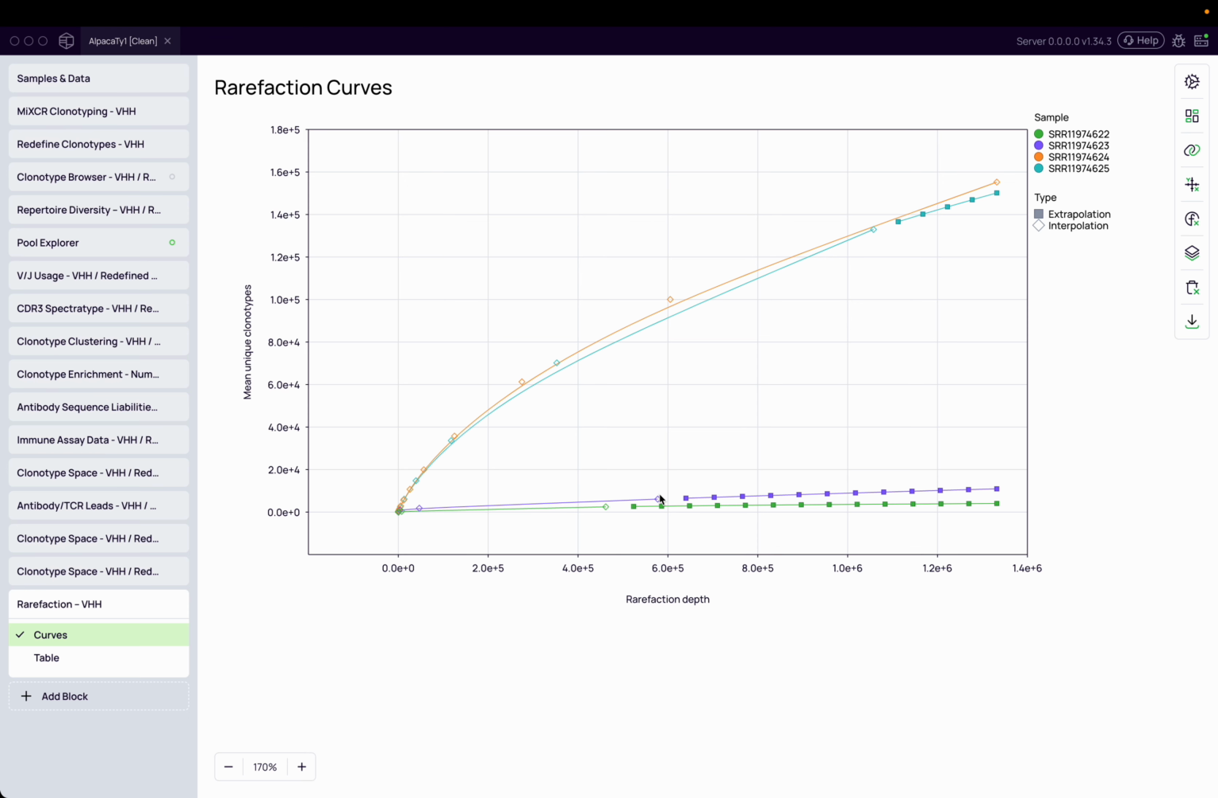So first, we have two types of dots. The first type of dot is the interpolation. Interpolation means that the data is calculated based on the real data we have in our samples, and the extrapolation, those squares, correspond to the points on the curve that we extrapolate using the Chao1 estimator.